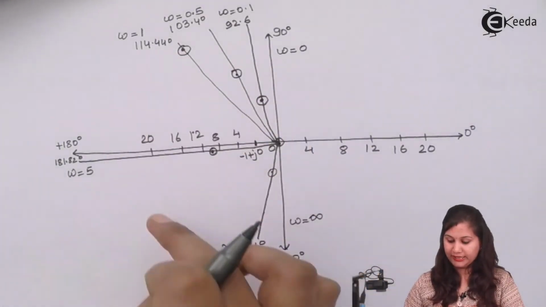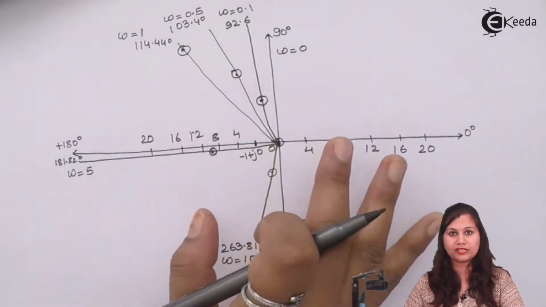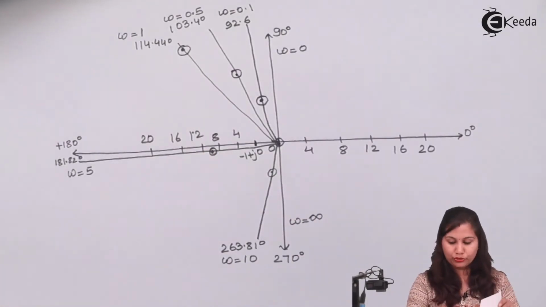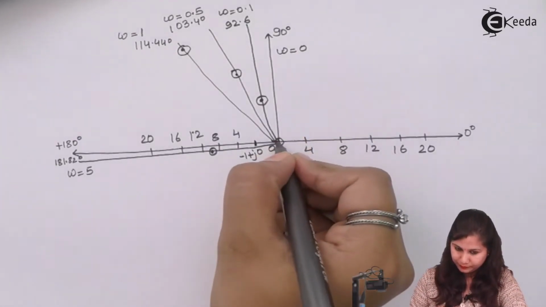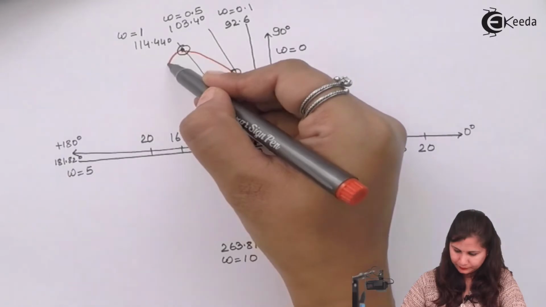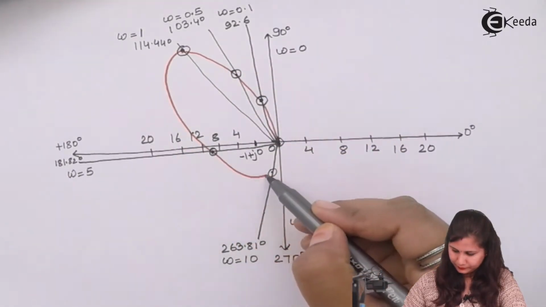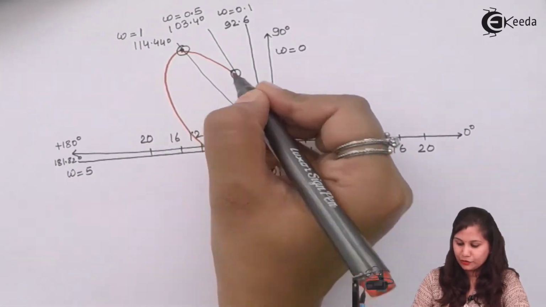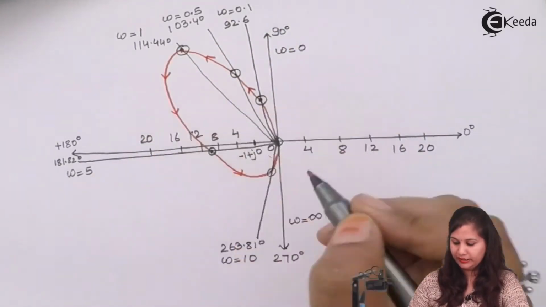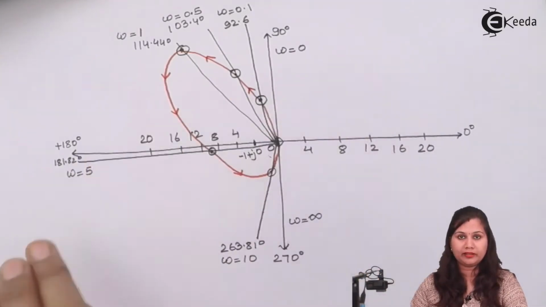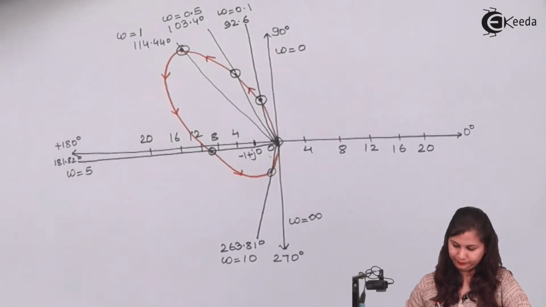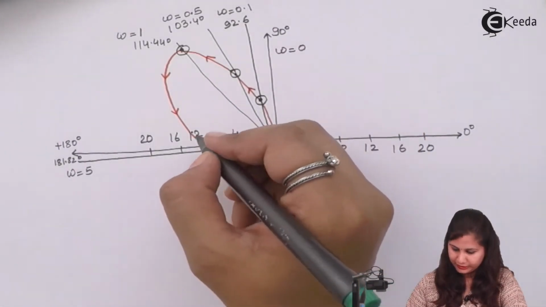Now we are going to join all these points so that we can get the polar plot. First, we are going to get the polar plot. And Nyquist plot is the mirrored image of polar plot. So we are going to join all the points. This is the direction of this polar plot, starting from omega equals to 0 and terminating at omega equals to infinity. Now, we have to draw the mirror image of this, okay? So mirror image will be somewhat like this.